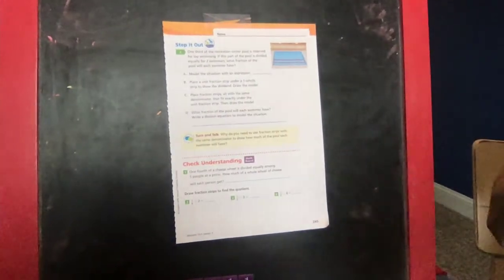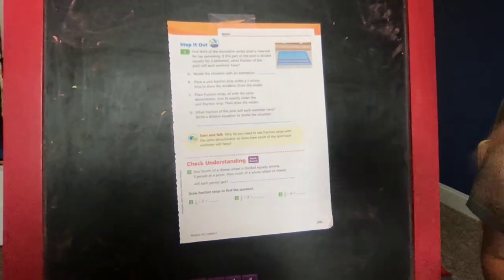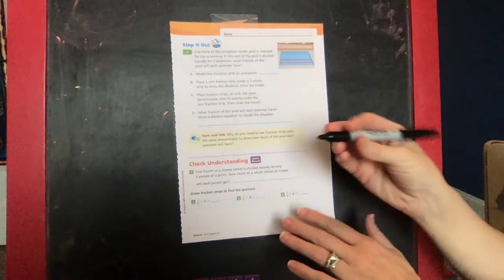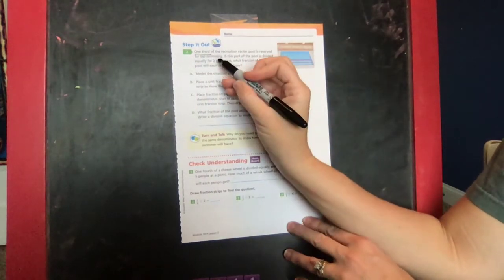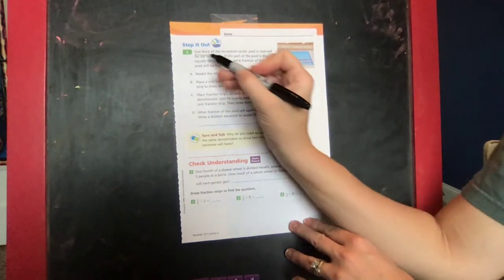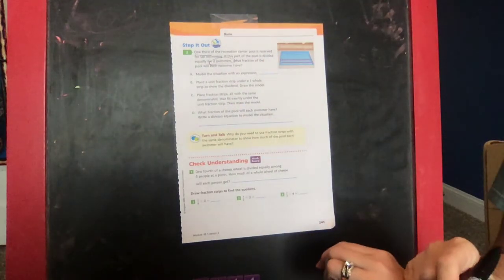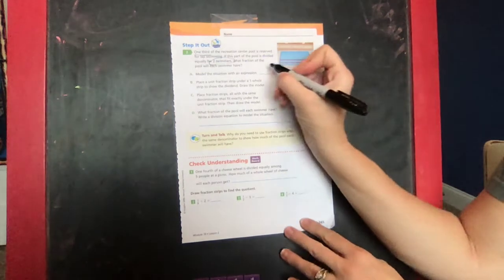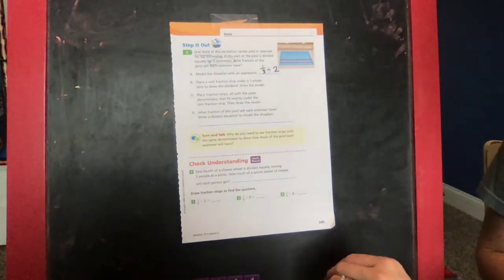One-third of the rec center pool is reserved for lap swimming. If this part of the pool is divided equally for 2 swimmers, what fraction of the pool will each swimmer have? Model it with an expression. Think about what's being divided. One-third of the pool is for lap swimming. So again, are we going to divide our 1/3 of the pool or our 2 swimmers? We're going to divide our 1/3 divided by 2. That's going to be our expression.